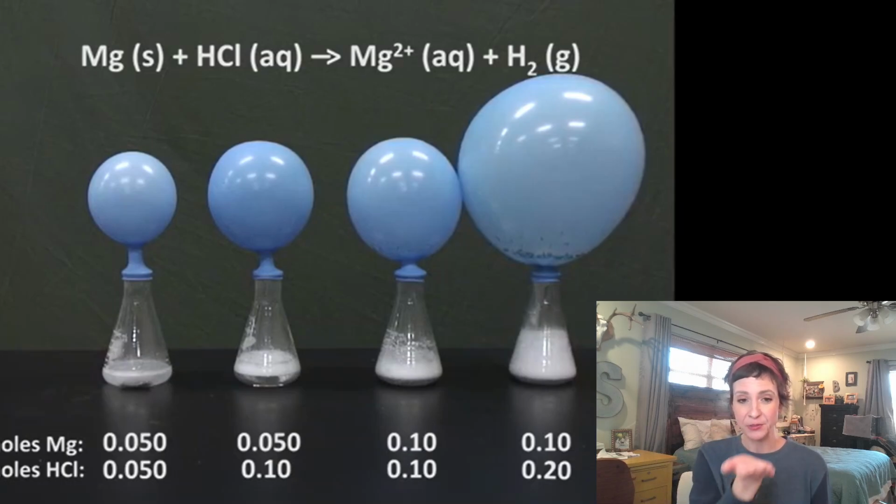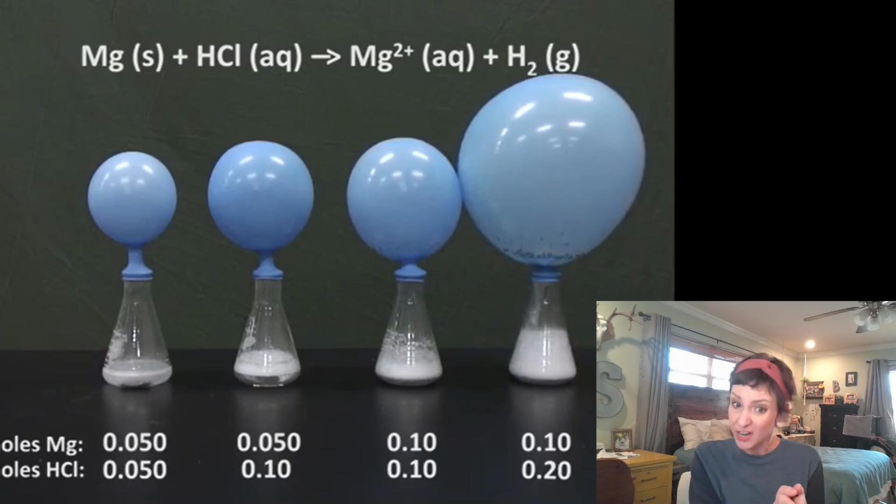Now the second balloon over here, I have half the amount of moles of magnesium as I do hydrochloric acid. And I'm seeing something a little bit different. That balloon looks like it's a little bit bigger. Now I move over to the third balloon and I see that I have 0.1 moles of each one of my reactants. So I'm increasing this, but I'm noticing that the balloon looks the same size as my second option, where it looks like overall I had less things. I only had 0.05 moles of magnesium.